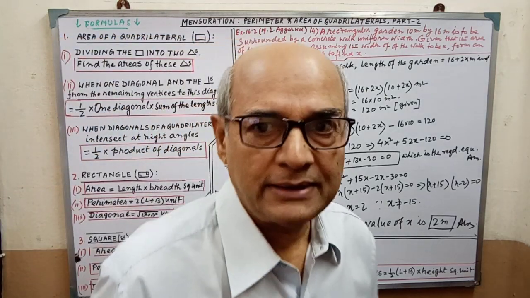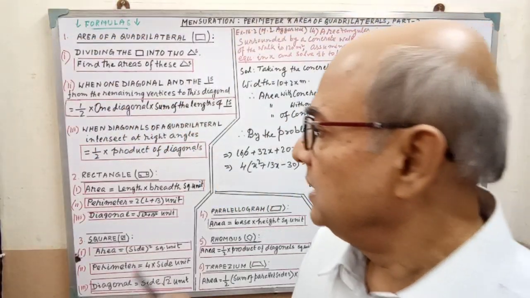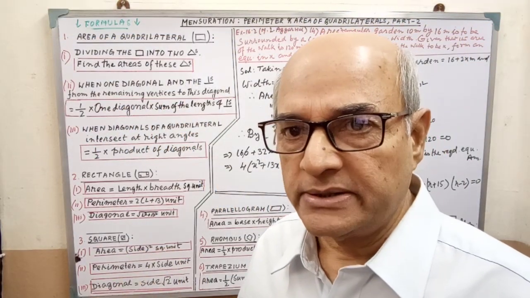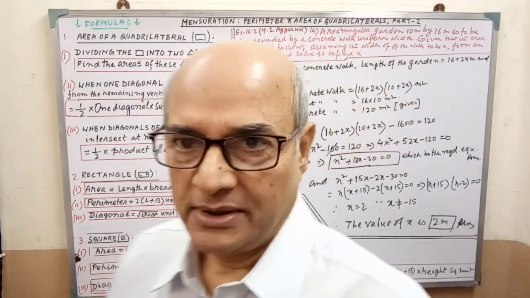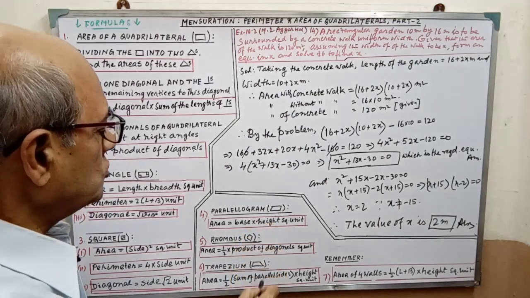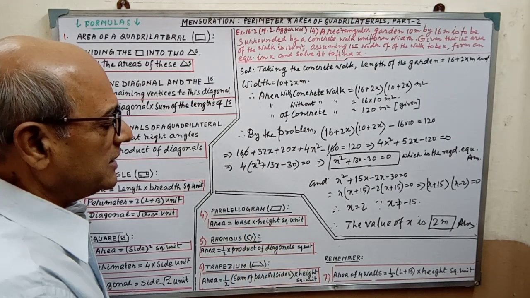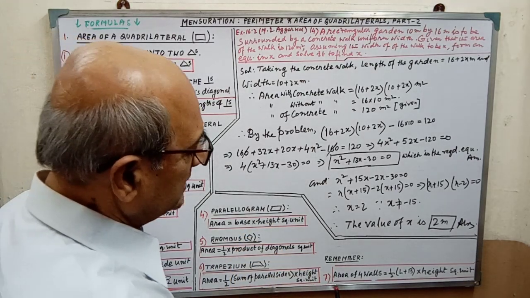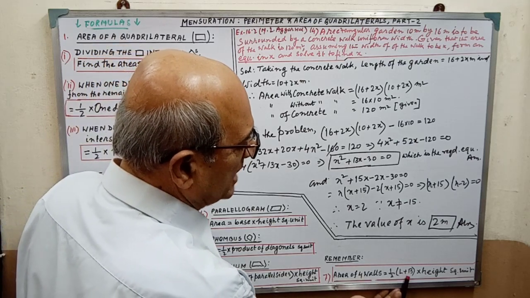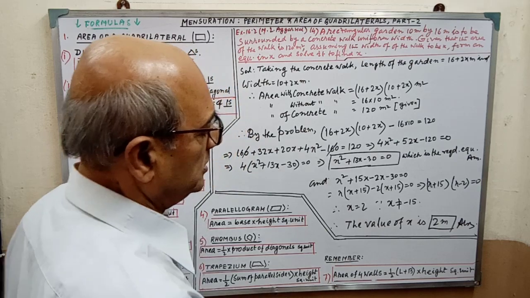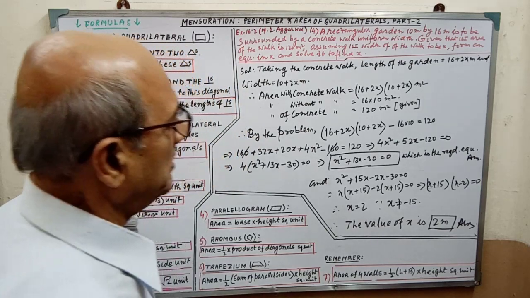And regarding the perimeter, if you add all the sides, then you will get the perimeter of any figure. This is why perimeter is not given here. And another formula that is vital, area of 4 walls equal to half into length plus breadth into height square unit. That also you have to remember.